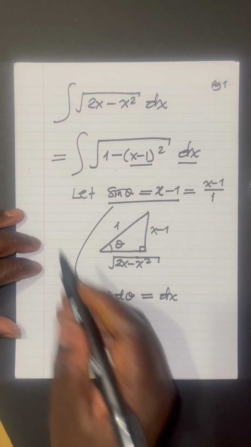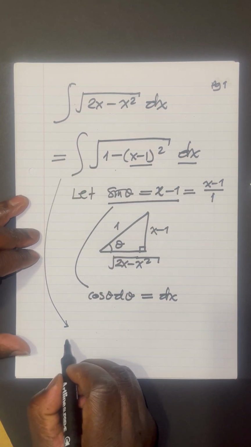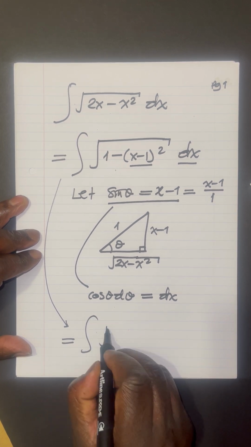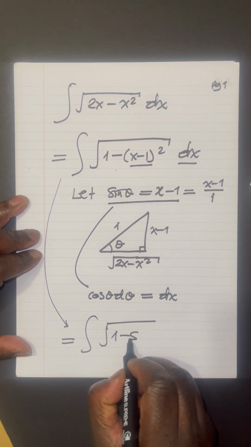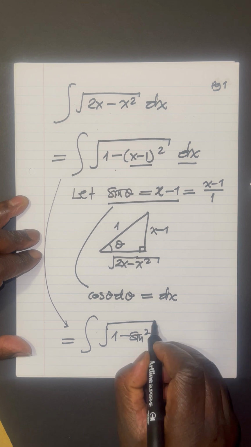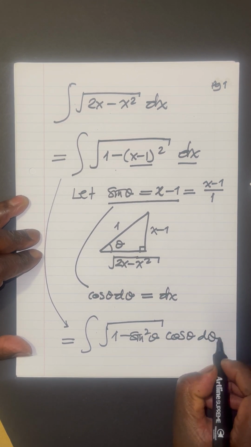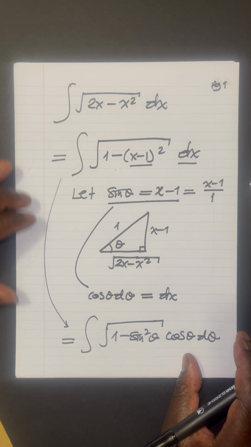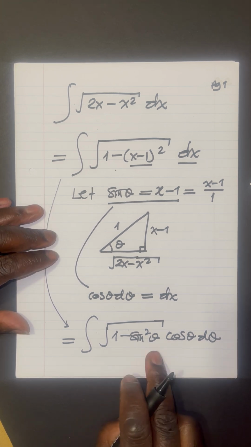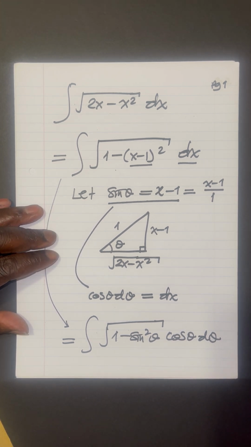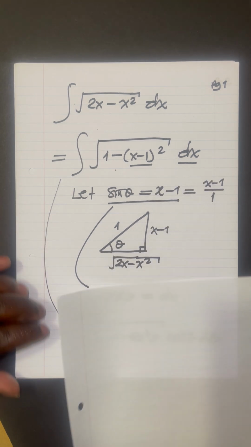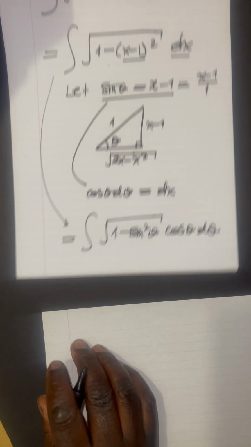So this integral then changes as follows. It changes to the integral of the square root of 1 minus sine squared theta, and outside here we have cos of theta d theta. Fantastic. Now we have to work on this part here. It requires us to use another trig identity. Now, the trig identity we're going to use is the following. Let me get a separate page here, and let me move this one up.